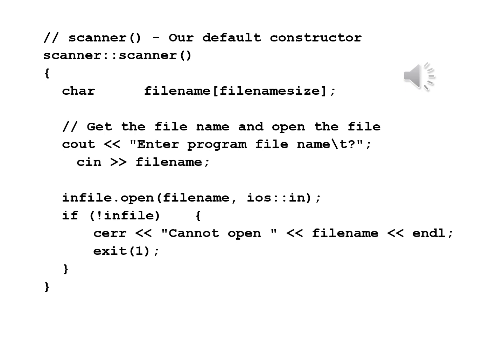Here we have the default constructor. Its procedure is fairly straightforward. We prompt the user for a file name, and then we read it in. We open the file, and if we are unsuccessful, we print an error message that we couldn't open it, and then we exit.